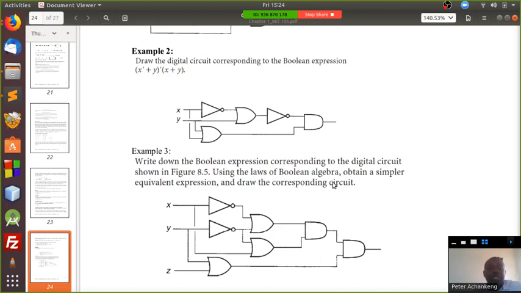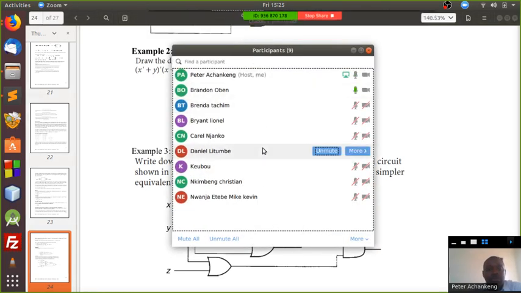So how many components have we used in that circuit? How many logic gates have we used? Example 2, how many logic gates have we used? 5. Somebody else says 3. Daniel, how many logic gates have we used? 5. Okay, any other answer? Yes, sir. 5. Okay, 5. All right. So do we see that there are 5 components?